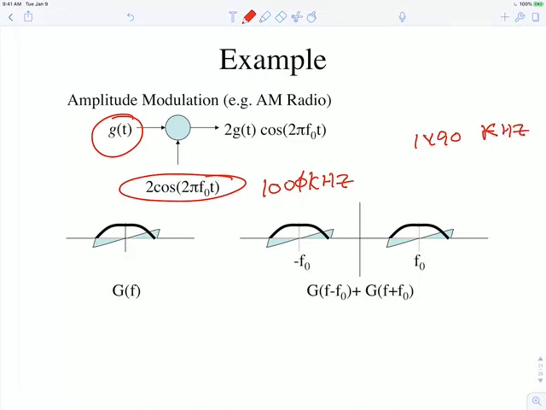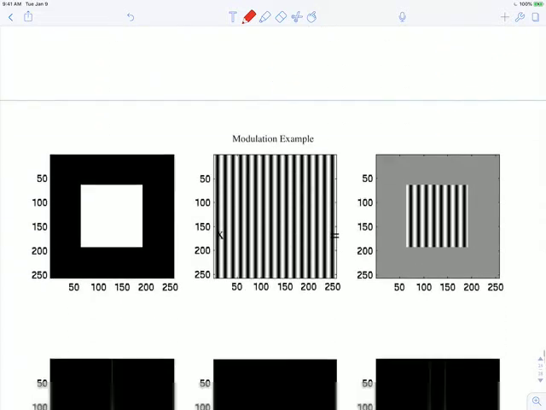So our function is g of t times cosine 2 pi f naught t. What that does is, if the Fourier transform is at low frequencies, it just shifts it up to these higher frequencies, which can then propagate more easily. So that's a form of modulation.